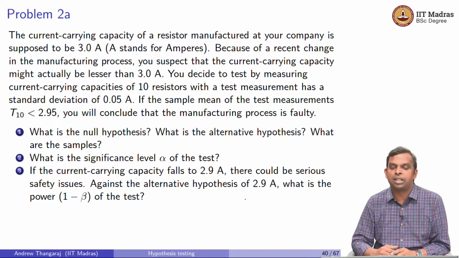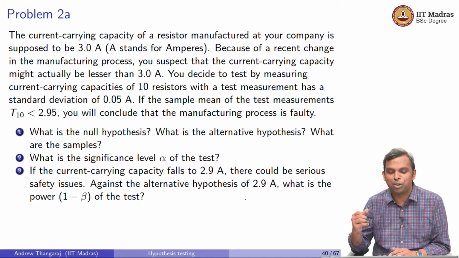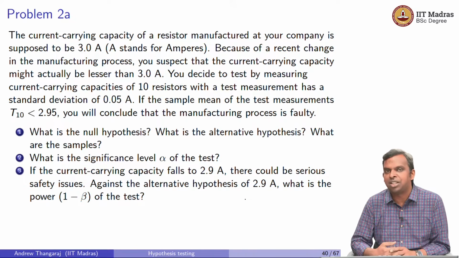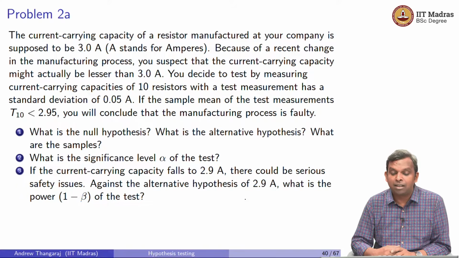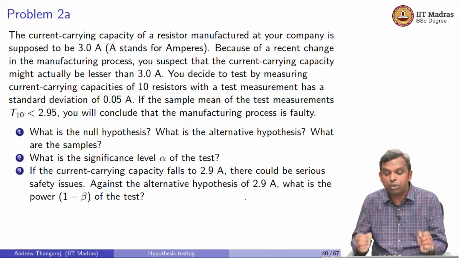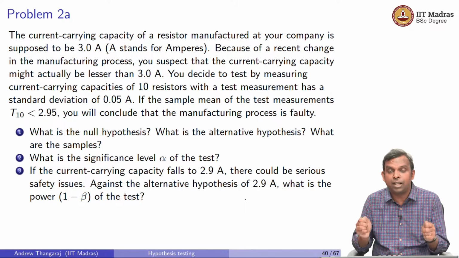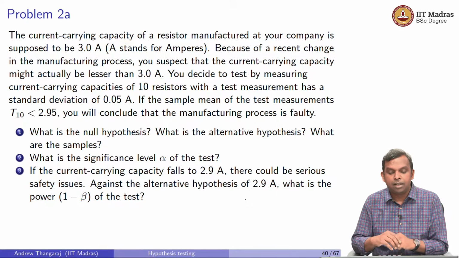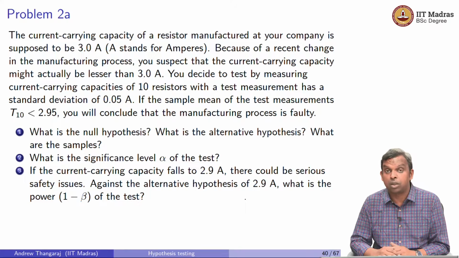Okay, so you're deciding to test, and you're deciding to test with just 10 resistors. You just pick 10 resistors and you do a test, and the test has a standard deviation of 0.05 ampere. Okay, so that is something you have to live with. And your test is the following. The sample mean of the tests, if it ends up being less than 2.95, you will conclude the manufacturing process is faulty. Okay, so this is your test. You already decided what your test is. So the question asks, what is the null hypothesis? What is the alternative hypothesis?